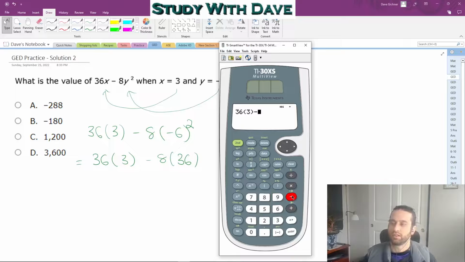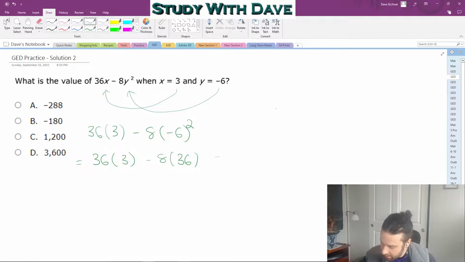And most of the time in math courses, this is the notation that most people end up using. It's just a little bit faster. Okay, so it's as simple as that, and our answer is negative 180. So the answer is B.